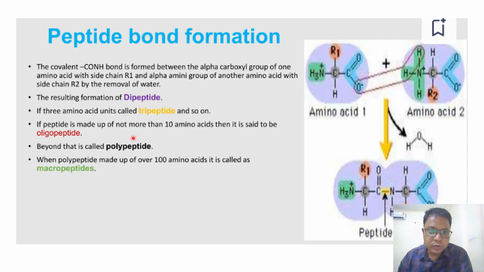If three amino acid units are there, then we call it a tripeptide. If up to 10 amino acids form peptides by this amide bond formation, we call it oligopeptides, and beyond 10 we call it polypeptides. When polypeptides are made of over 100 amino acids, they are called macropeptides.